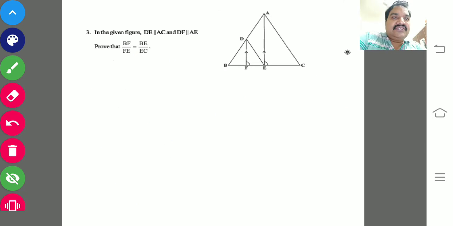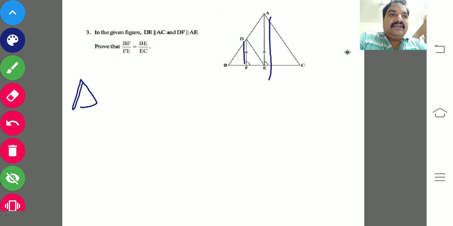In the second equation, you just observe that DF is parallel to AE. So DF is parallel to AE. So this time we consider triangle BAE only.